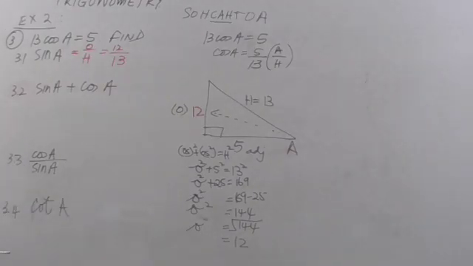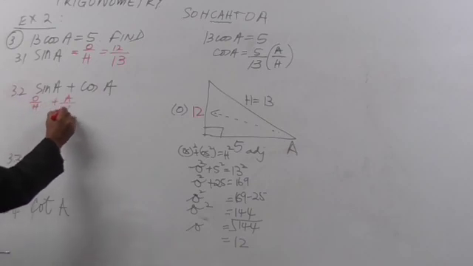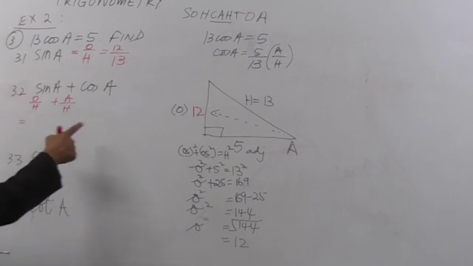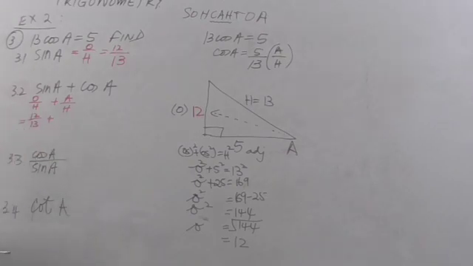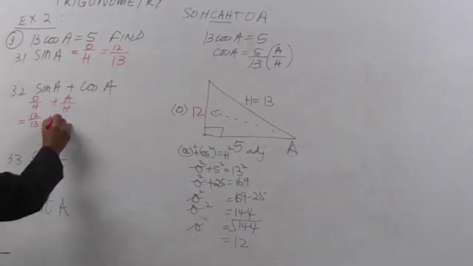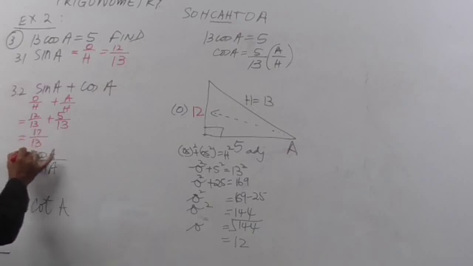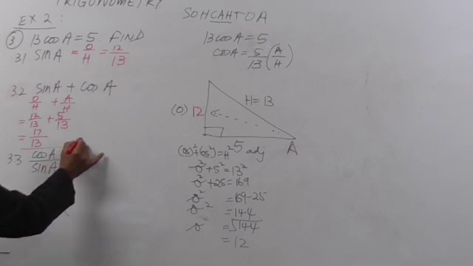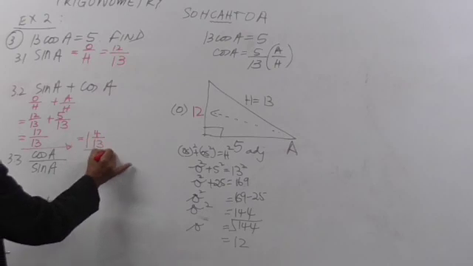Next, you want sine A plus cos A. Sine A is opposite over hypotenuse, which we already found, 12 over 13, plus cos A. Cos A is adjacent over hypotenuse, which is 5 over 13. And you can put that in the calculator, and your answer is 17 over 13. You can leave it like that, or you can even write 1, 13 will go one time, and 4 over 13. That's another answer you can also give.